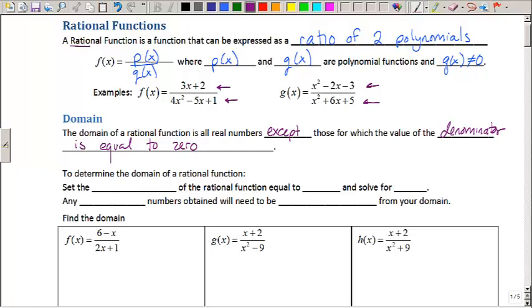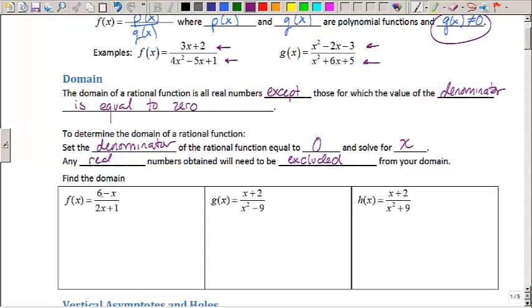We said earlier that q of x, the whole function, couldn't be 0, but in the polynomial in the denominator, there may be some places where, when you plug in an x value or a domain value, you'll get out a 0. In those cases, the function won't be defined, so we have to exclude those values from the domain. To determine the domain of a rational function, set the denominator of the rational function equal to 0 and solve for x. Any real number obtained will need to be excluded from your domain. So let's go ahead and practice this.